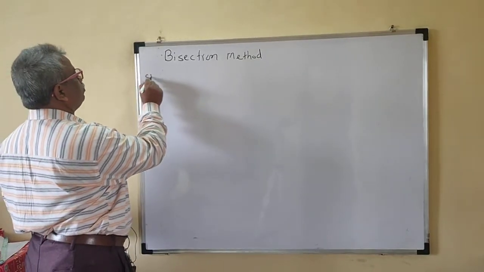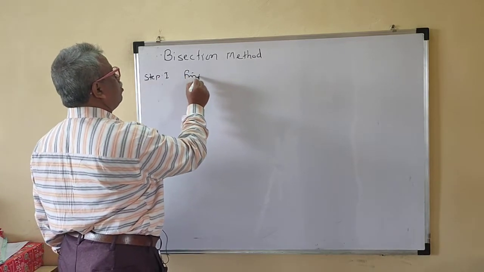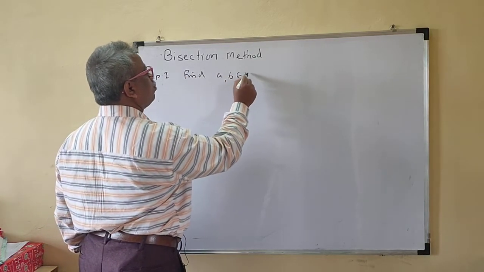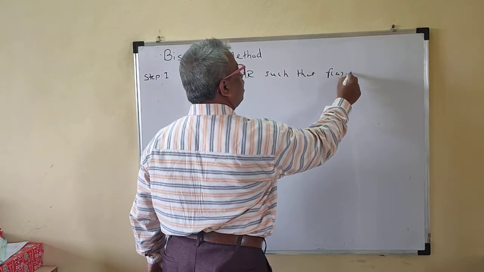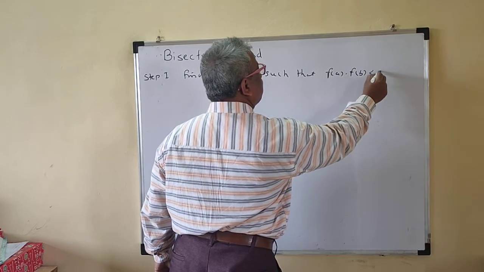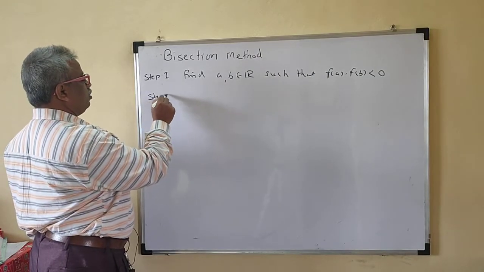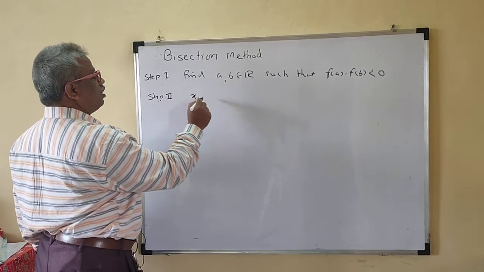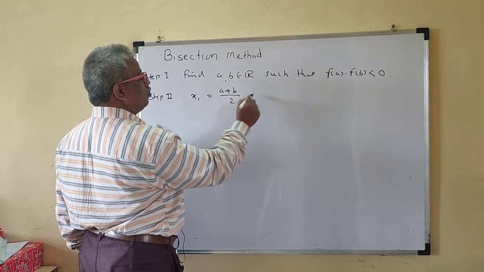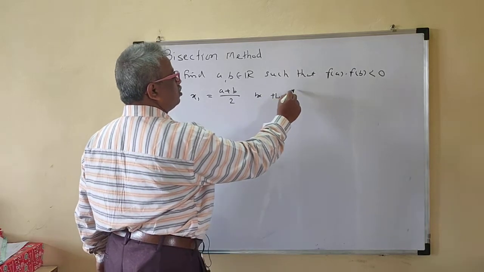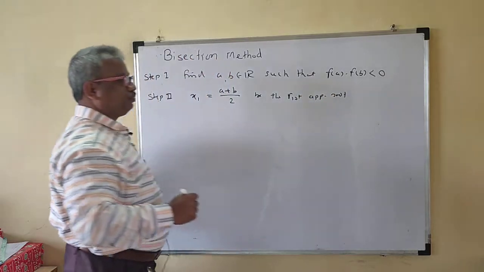So step one: find a, b belonging to R such that f of a into f of b is less than 0. Step two: x1 is equal to (a plus b) upon 2, the first approximate root.